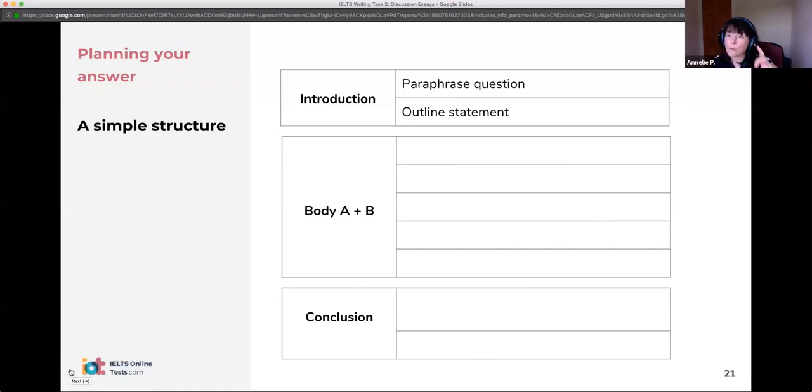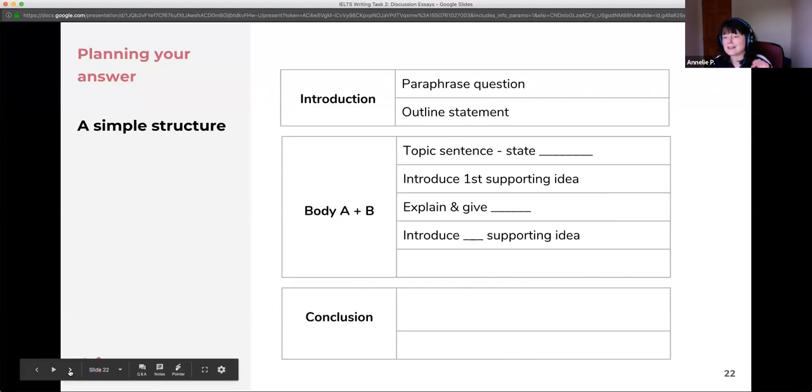Okay, we're just going to look at one body paragraph here. You would do the same thing for the second body paragraph, okay? So what's the first thing that we need to do in the body paragraph? What's the first sentence always? Okay, an outline statement, Glenda, means that you say what you are going to put in the essay. Okay, we will look at an example in a moment. Menashki, yeah, very good. Topic sentence, okay.